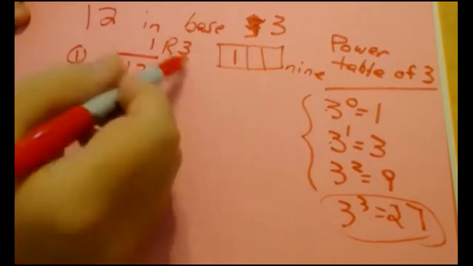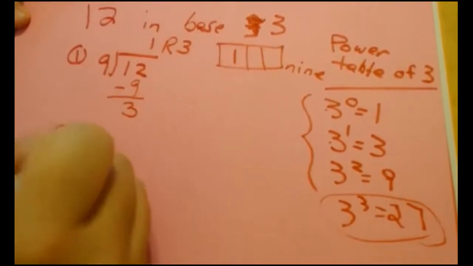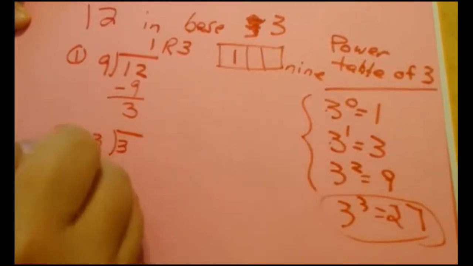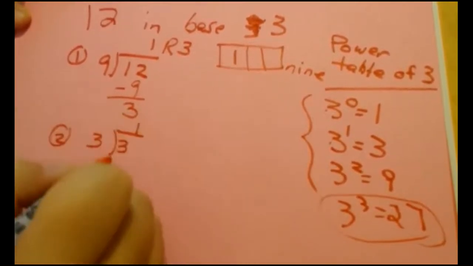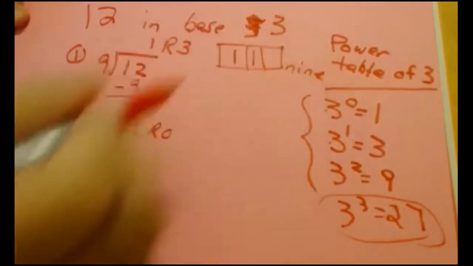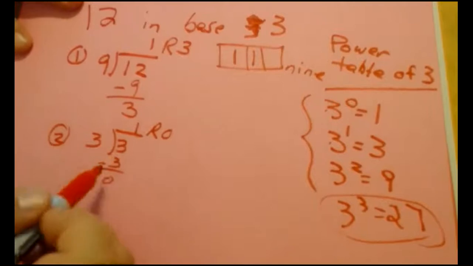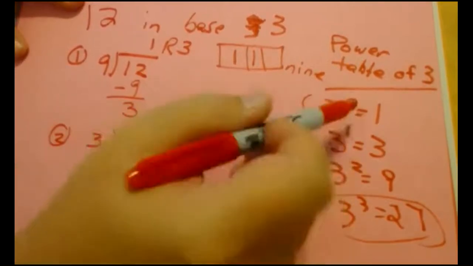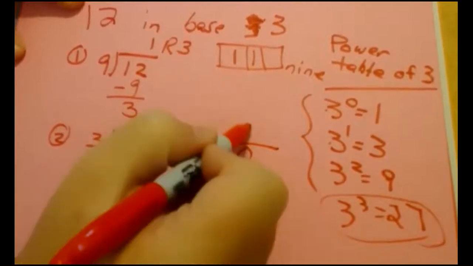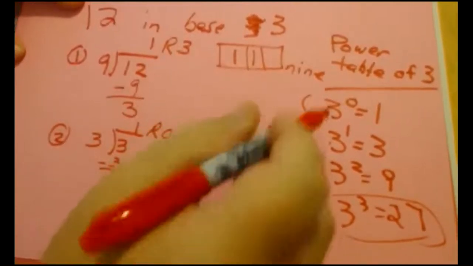Okay, good. Now for step 2, we'll take this remainder, which is 3, and divide the next power down into it, which is 3. And what happens? I get 1, and I get a remainder of 0. Okay, so there's a 1 there. Now, when we take the 0, the remainder, and divide the last power, 1, into it, what happens? Now it's theoretical. 1 into 0 is what? 0. It goes 0 times.